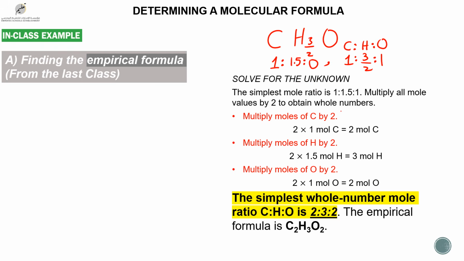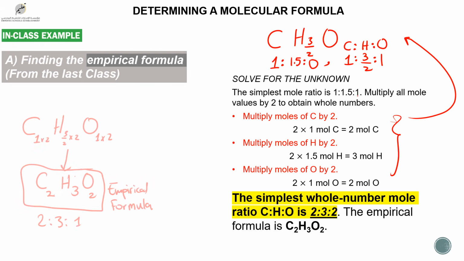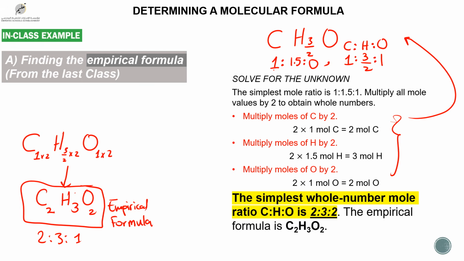What does this mean, what they wrote here? It's this one. We have the ratio 1 to 3/2 to 1. So actually, what we need to do is multiply everything by 2. So the C, we multiply it by 2, it was 1. The 3 over 2, we multiply it by 2. The 1 for the oxygen, we multiply it by 2. So it will become C2H3O2.